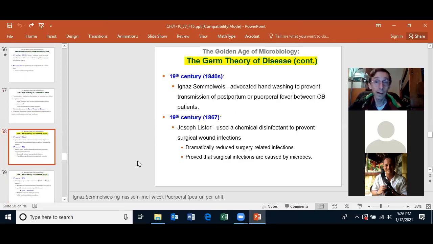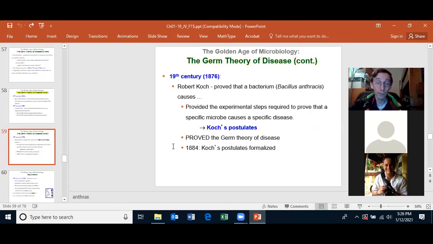If not, let's move on. I'm going to skip the people who are important in developing the germ theory of disease. You can read about it. I'm not going to quiz you on that.